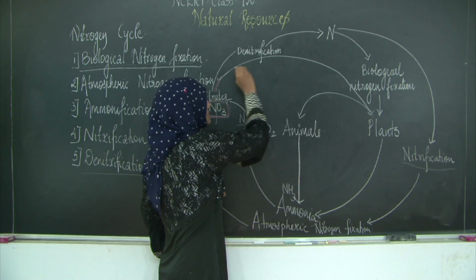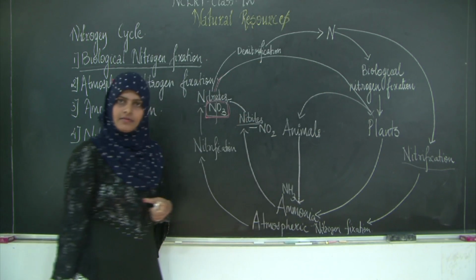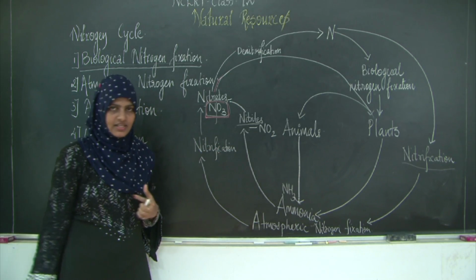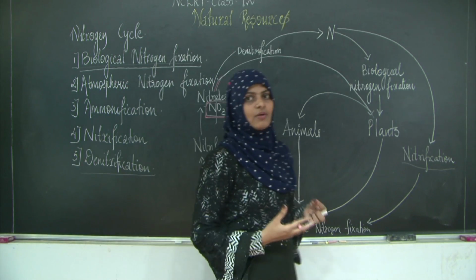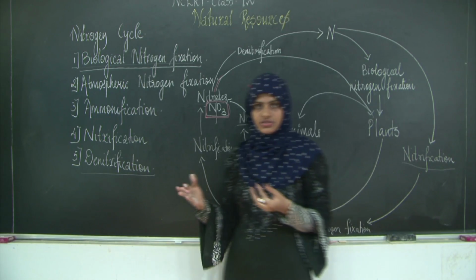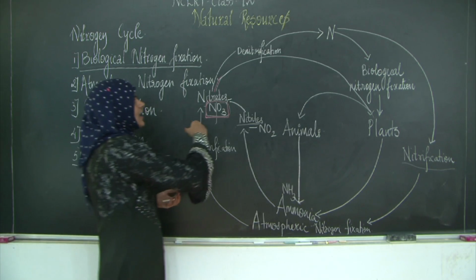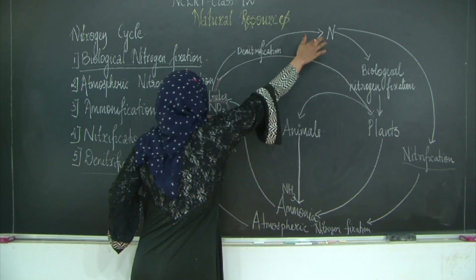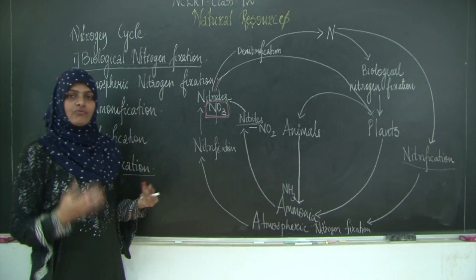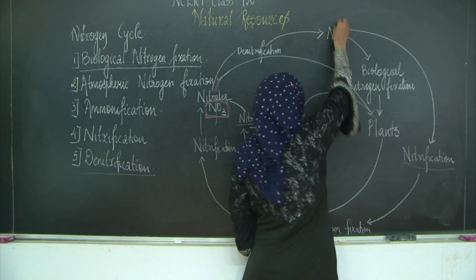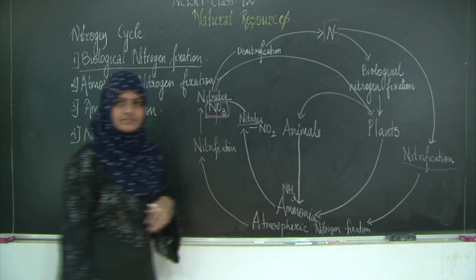So, the nitrates will be taken up by all the plants, and if by chance, instead of nitrification bacteria, you have got denitrifying bacteria, what do they do? They remove the oxygen. Instead of adding the oxygen to the NO2 compound, they remove the oxygen so that it will get converted into again the nitrogen from which we took it, that is from the atmosphere. So, this nitrogen will again go back to the atmosphere.